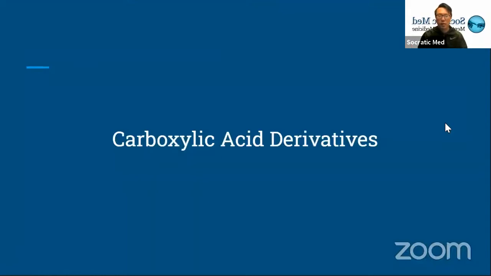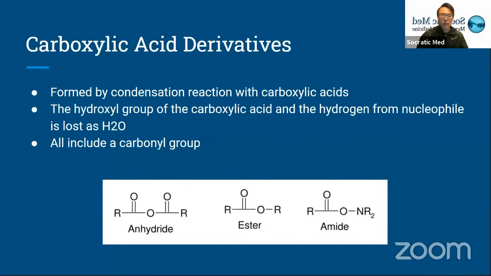Next is carboxylic acid derivatives. I went over this a little bit in the last lecture, but I'm going to go over it again. These are carboxylic acid derivatives. They're formed by condensation reactions, starting from carboxylic acids.